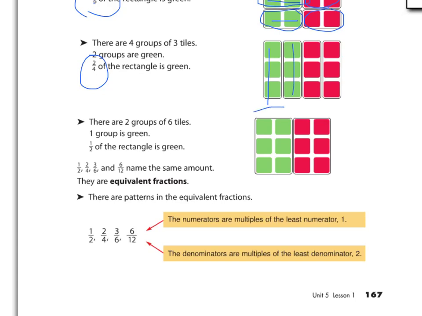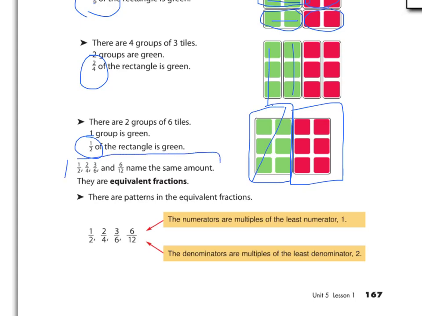Lastly, we could look at it as 2 groups, and one of the 2 groups is green. So this whole entire group, that would be 1/2. Therefore, looking at this picture and seeing how it's been divided differently, all of these fractions, 1/2, 2/4, 3/6, and 6/12, are all discussing the same amount. They are considered equivalent fractions. Remember, equivalent means equal or the same fractions. And again, equivalent, you can almost see the word equal right in that word.